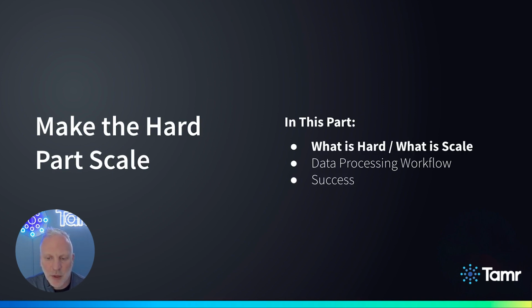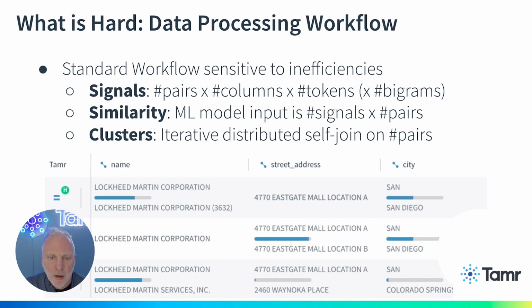So what does it mean to be hard, and what does it mean to scale? What is hard is that the standard entity resolution workflow is very sensitive to inefficiencies, and at large scale, those inefficiencies really get multiplied. Our data processing workflow is going to cover 3 different things, each of which multiplies any inefficiencies in our algorithms. First, signals. This is column-wise measures of similarity between 2 records. And the input to signals is the number of pairs times the number of columns times the number of tokens per column, and if using bigrams, multiplied again by the number of bigrams.